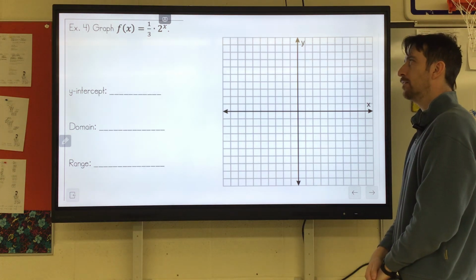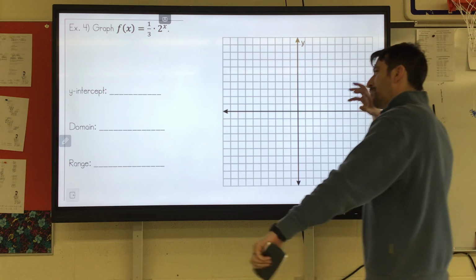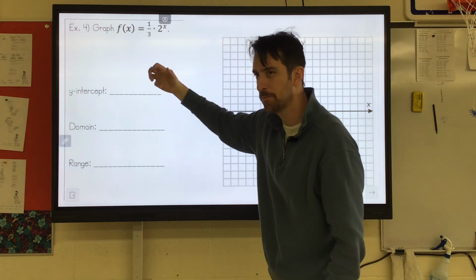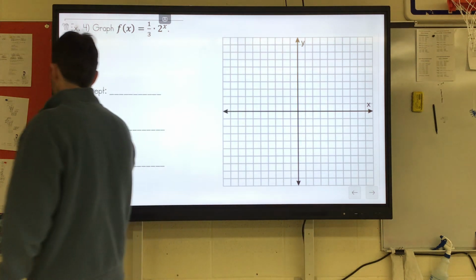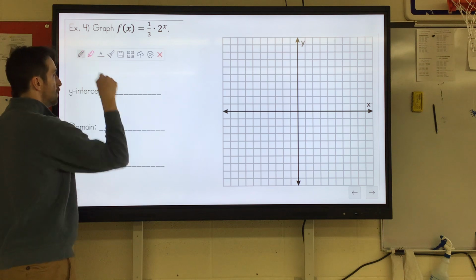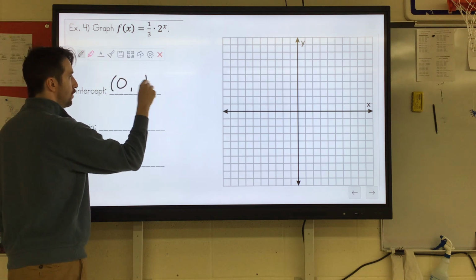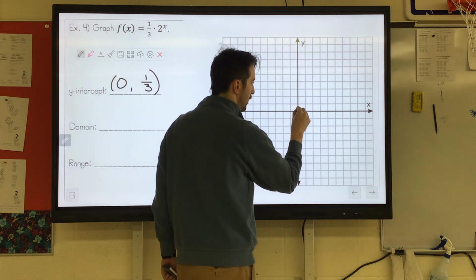Oh, wow. F of x equals 1/3 times 2 to the x. The y-intercept is the number in front of the base being multiplied. In this case, it's the 1/3. So our y-intercept is going to be at 1/3. So we'll say 0, 1/3. Which if we plot that, that's about 1/3.